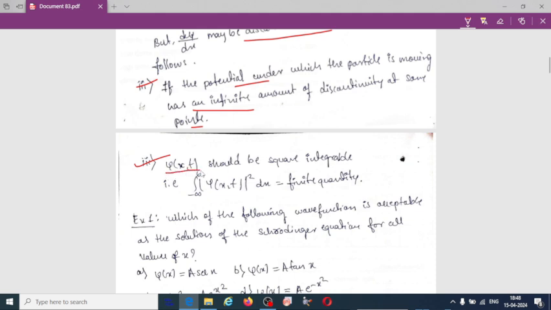The wave function psi(x, t) should be square integrable. If we take the probability of finding the particle, we take the mod square of the wave function. That's why we represent it like this: the integral from minus to plus infinity of the mod square is equal to a finite quantity. We always represent the square of the integrand.